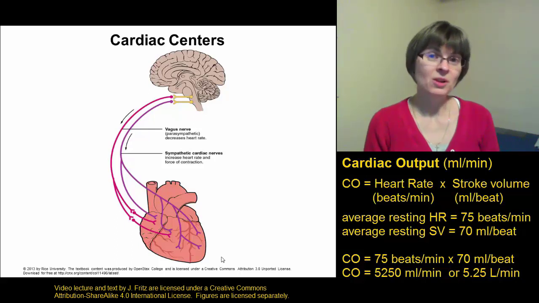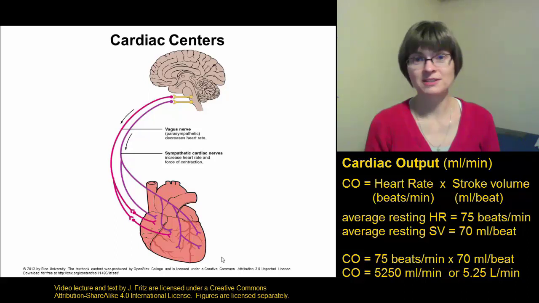Recall that normal adult blood volume is between 4 and 6 liters. If your cardiac output, the amount of blood you push out of a ventricle every minute, is about 5 liters, then you're essentially circulating your entire volume of blood every minute.